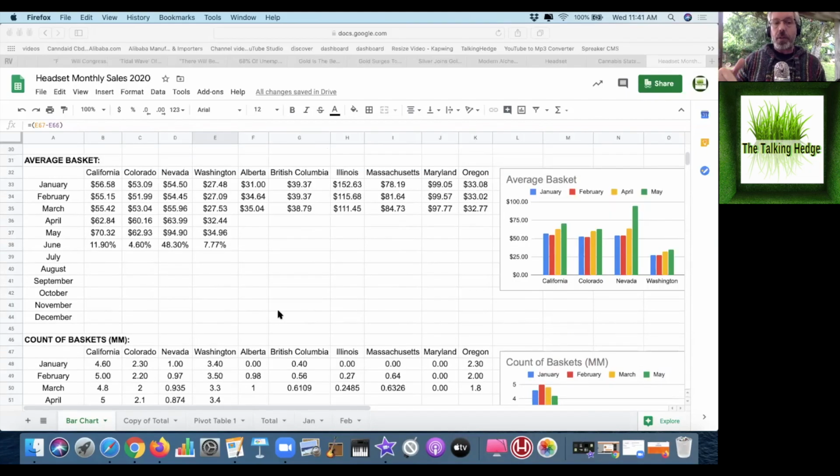All right, looking at average basket size. In California in May, it was $70. I think that may be fairly low. I heard it was maybe about 160 during quarantine, but that's an increase of almost 12%.